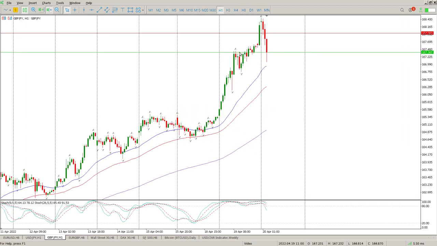So you can see we've broken through this structure here. Let's just put that in. And there is a structure there. So the 1 hour bar is not finished yet. May still find some support there.